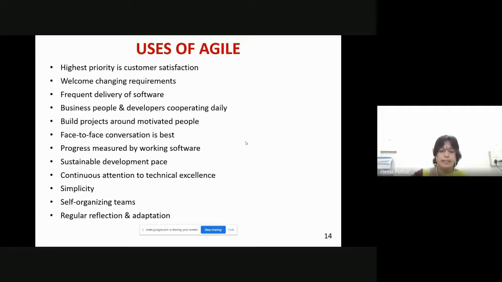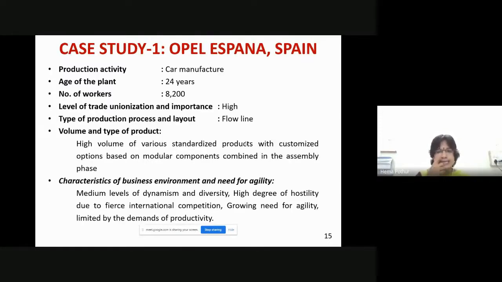And going further into the case studies, this is what we have learned up to now: the introduction, right from the manufacturing trends to lean, then to agile manufacturing, and how exactly there was a paradigm shift from mass production to agile manufacturing. Slowly after that we have learned the concepts of agile, why we need this particular agile, and what are the uses and implications of that particular agile.